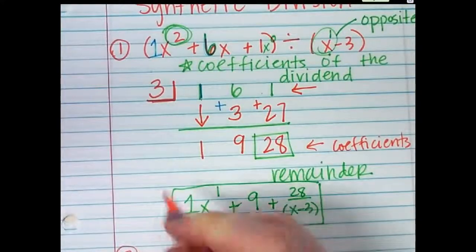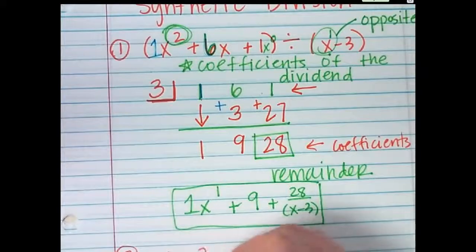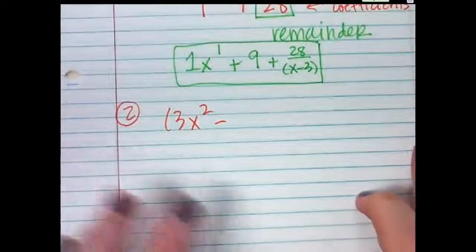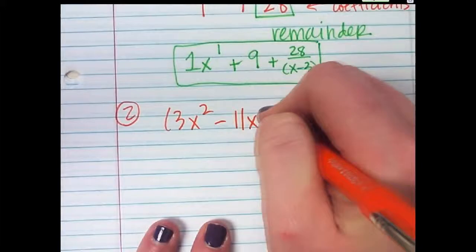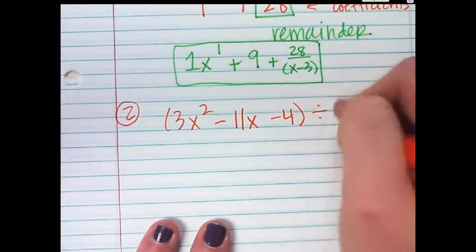Okay, let's try another one. So 3x squared minus 11x minus 4.